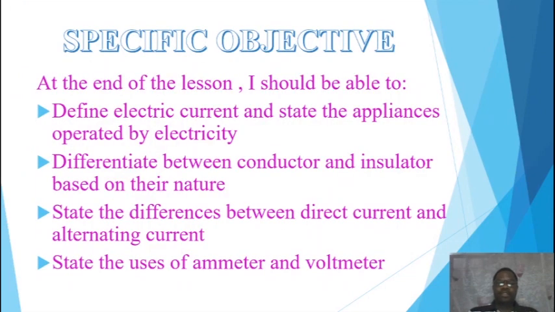Now, specific objective. At the end of the lesson, you should be able to define electric currents and state the appliances operated by electricity. Differentiate between conductor and insulator based on their nature. State the differences between direct current and alternating current. Then state the uses of ammeter and voltmeter.